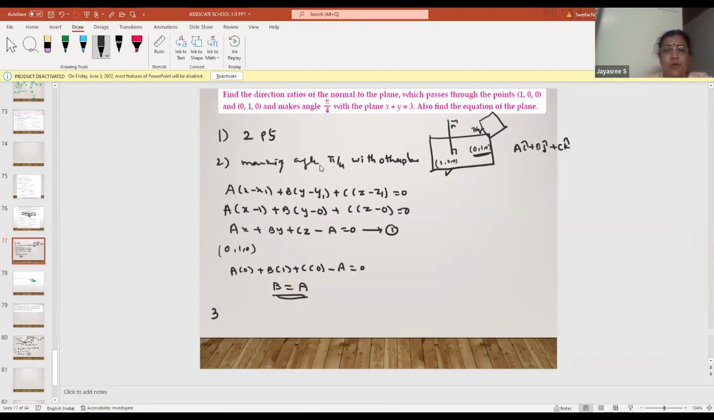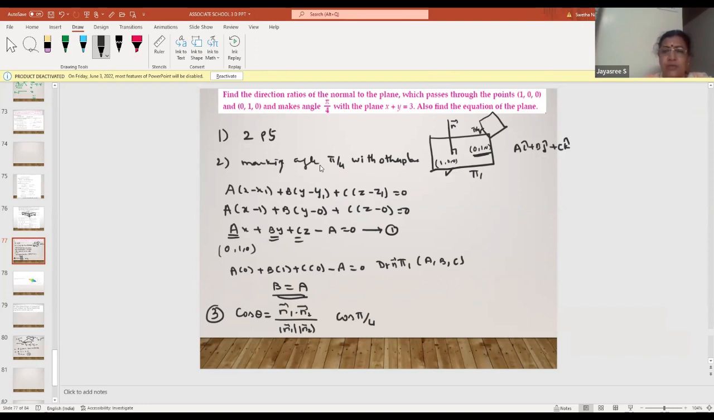The next, I'm going for the angle between the planes: cos theta is equal to N1 dot N2 by magnitude N1 and magnitude N2. Here the angle is pi by 4, so cos pi by 4. Let me write the direction ratio of the pi 1 plane. Let me take this pi 1 plane, normal of pi 1 plane. Normal is A, B, C. Here I am observing A, B, C normal.